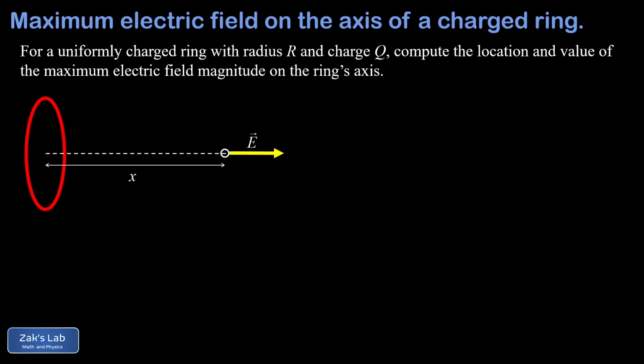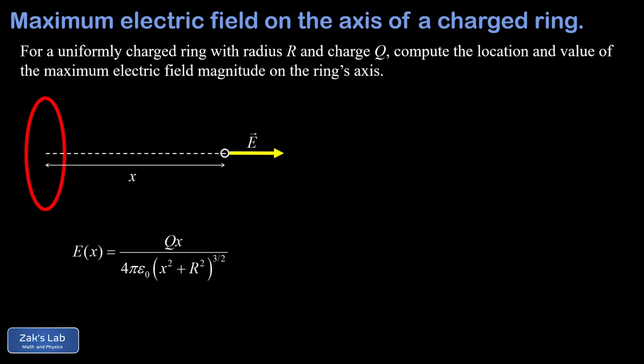and we calculated the electric field at a distance of x from the center of the ring along the symmetry axis. And that electric field turned out to be Q times x over 4 pi epsilon 0 times the quantity x squared plus r squared, all raised to the 3/2 power. And I'll post a link at the top to the previous video where this was derived.